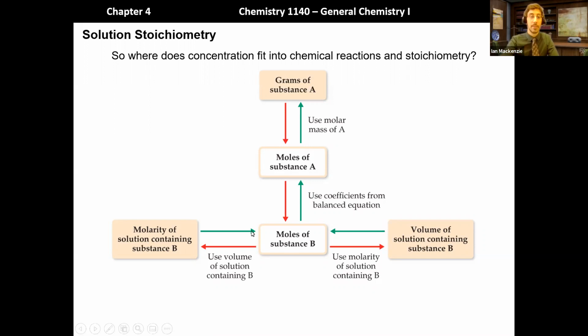So if I knew the concentration, the molarity of the solution containing substance B, all I would need is the volume to get me the number of moles. If I knew the volume, all I would need is the concentration to get the number of moles. And so all of these relate to each other through moles. I can start with a concentration and figure out a mass, or start with a mass and work my way through and figure out a concentration if I've got the volume. Let's go through one example of this.